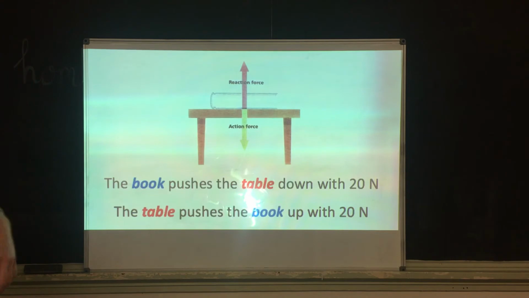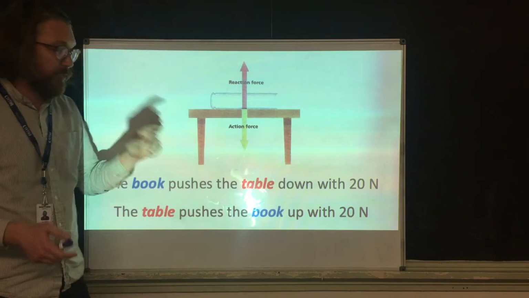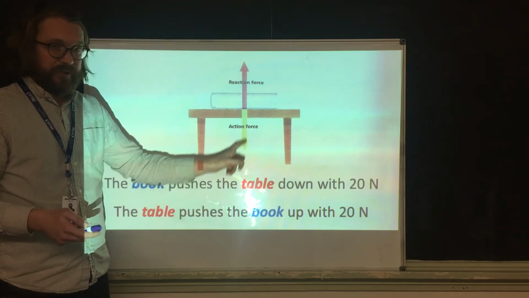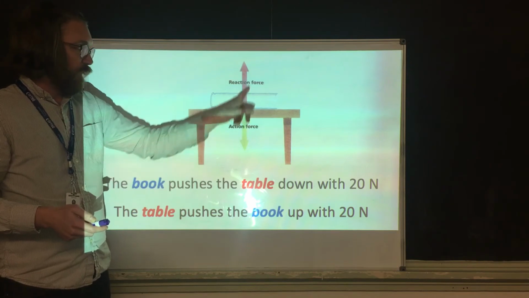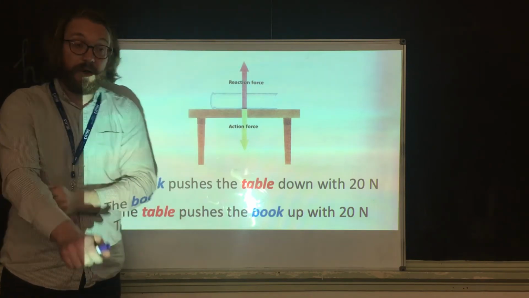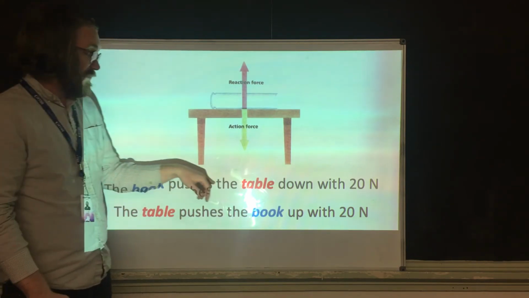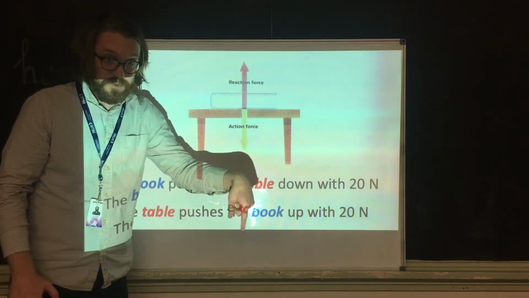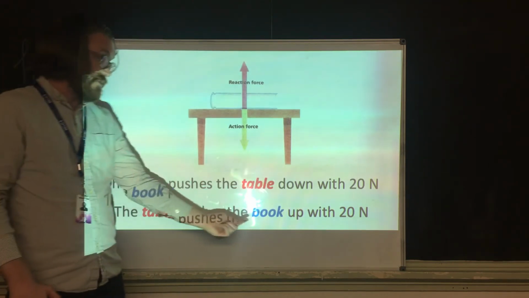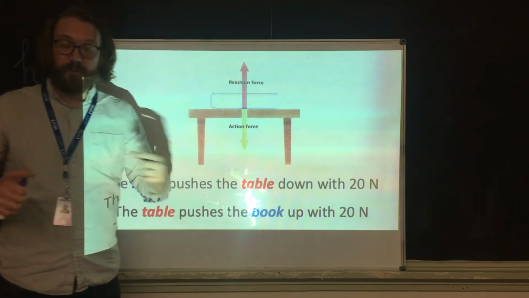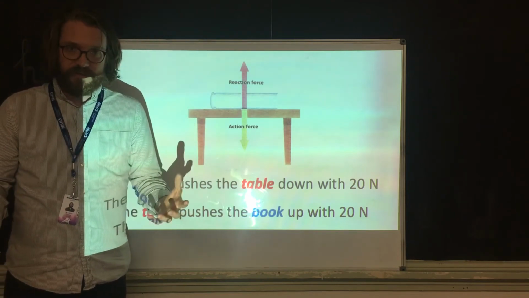It's also how books sit on tables, right? We've seen this before. This is the force of gravity pulling the book down, and the normal force of the table pushing the book up. Here the book pushes the table down with 20 newtons of force, and the table pushes the book up with 20 newtons of force. Always equal, always opposite.